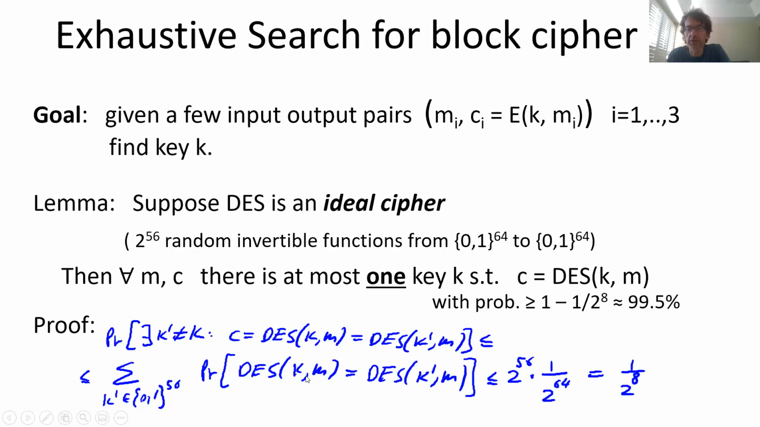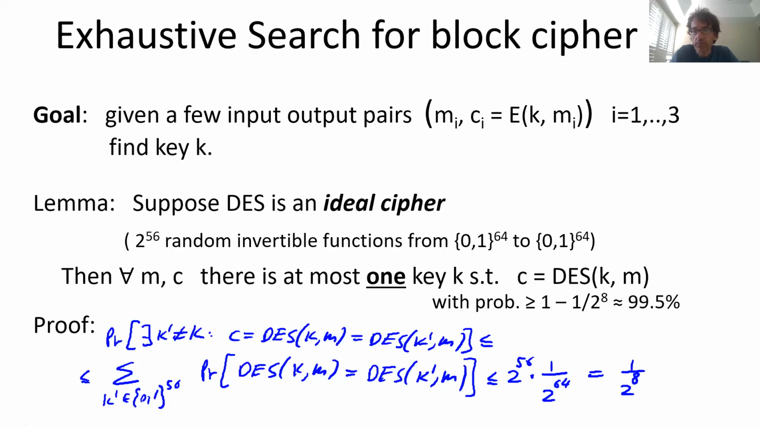But if this is a random function, that for every key K, so basically if this is instantiated as a family of 2 to the 56 independent permutations, then DES K and DES K prime are 2 different permutations which are both random. So the probability that they collide is 1 over 2 to the 64, right? On any M, this is a random 64 bits, and this is random 64 bits. And then you just take a union bound over all keys, and you see that this already gives you an upper bound that is 2 to the minus 8, right?